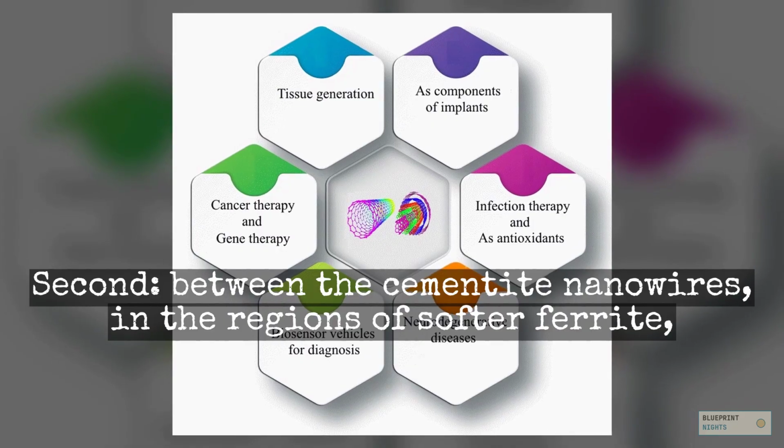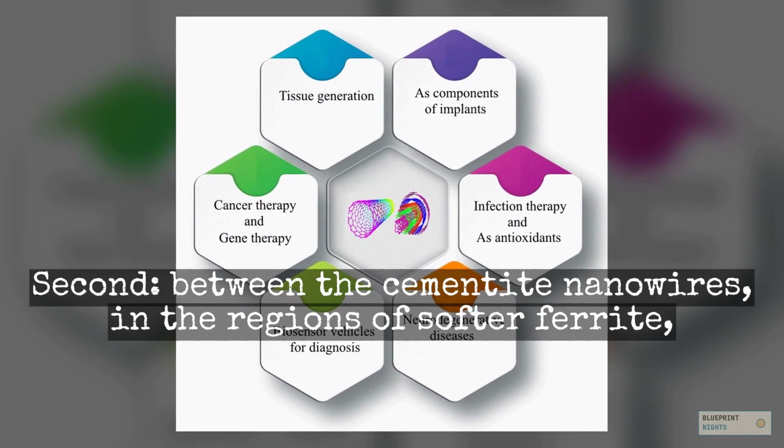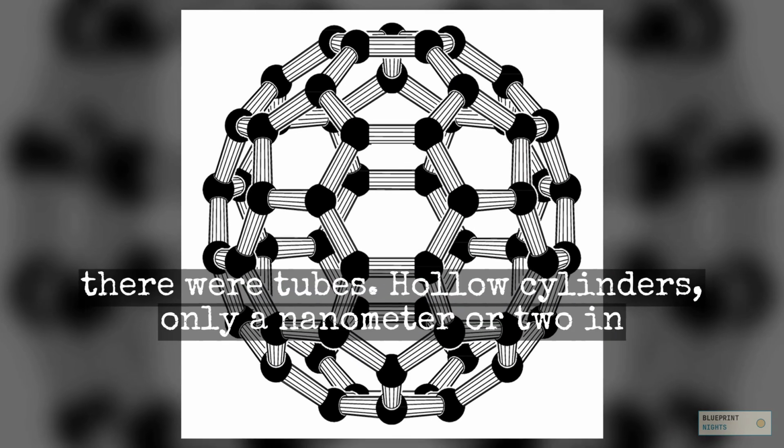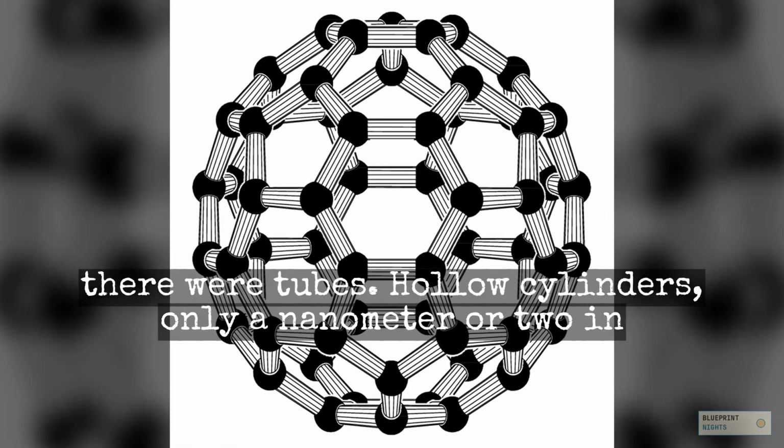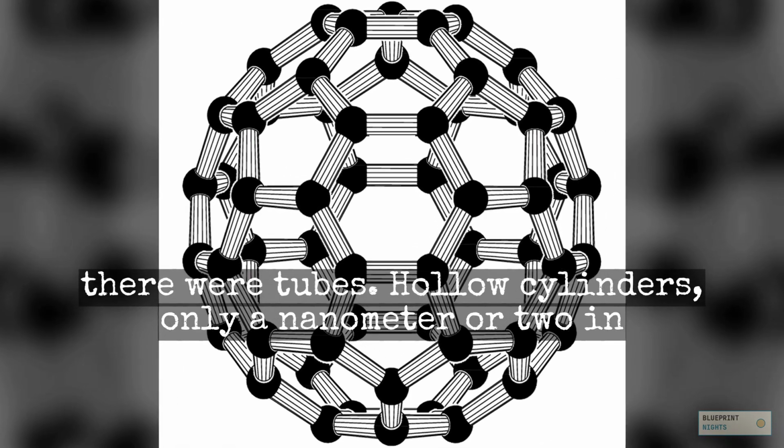Second, between the cementite nanowires, in the regions of softer ferrite, there were tubes. Hollow cylinders, only a nanometer or two in diameter, made of pure carbon. These were carbon nanotubes.